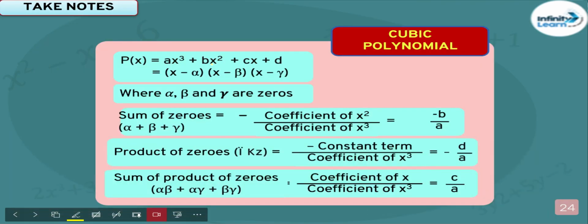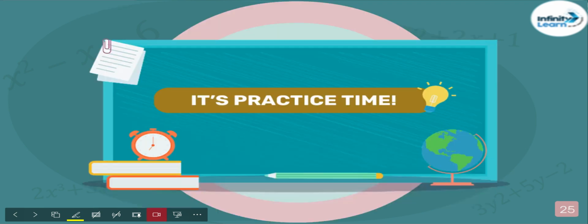So, cubic polynomial is not in the syllabus. Just a quick review. If alpha, beta, and gamma are the zeros, sum of zeros is minus b by a. Product of zeros is minus d by a. Sum of product of zeros taking two at a time is c by a. Okay? Cubic polynomial has three zeros, sum of zeros minus b by a, product of zeros taking two at a time c by a, and product of all three zeros minus d by a, alpha into beta into gamma.